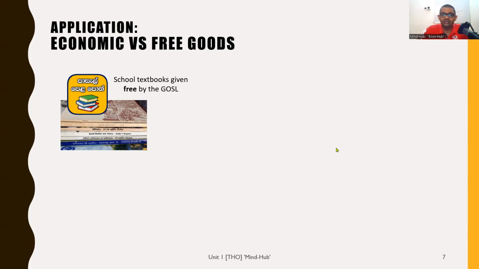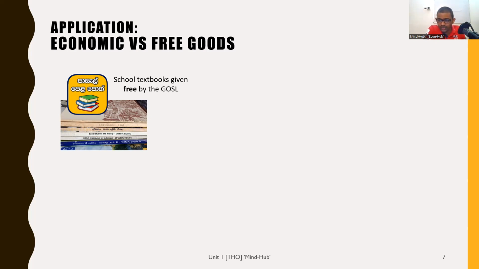Why are they equal to lunch? Because the government is giving it free of charge, but the government is spending millions of rupees on more than 4 million school children in Sri Lanka from grade 1 to grade 11. The government is spending millions of rupees of funding or limited money, and they are trying to compose and print and provide textbooks.